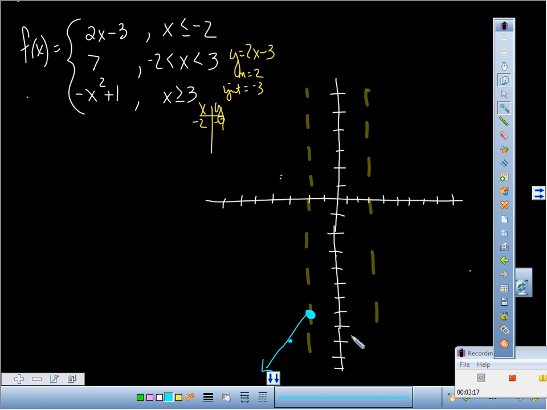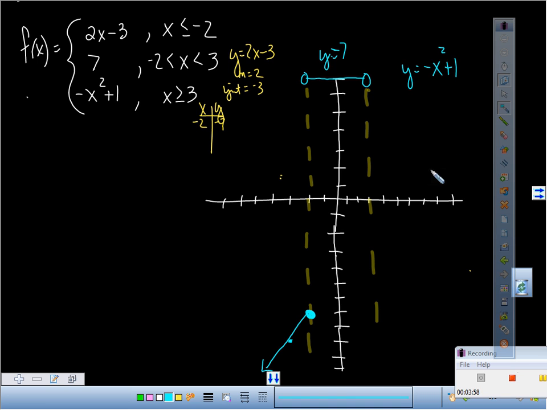Y'all remember this? Okay? This line right here, y is equal to 7. It's what kind of a line? Horizontal line. And it is at 7. Why am I making it 7? 1, 2, 3, 4, 5, 6, 7. All right. So at 7, it's a horizontal line. What kind of dots does it have on each end? Open dots, because they're not included. Y'all remember that? Okay?